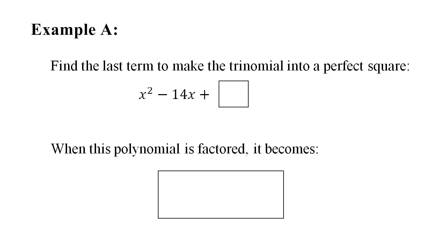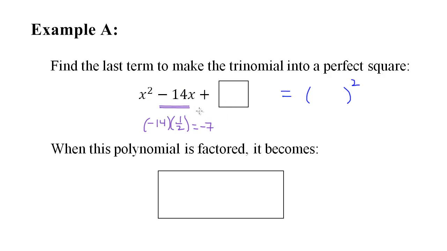Example A. Let's find the last term to make this trinomial into a perfect square. In other words, we have x squared minus 14x plus blank. And we want to turn it into a quantity being squared. How do we do that? In order to turn a trinomial into a perfect square, we want to focus on the middle coefficient, b. In this case, negative 14. And we're going to take half of negative 14. Half of negative 14 is negative 7.